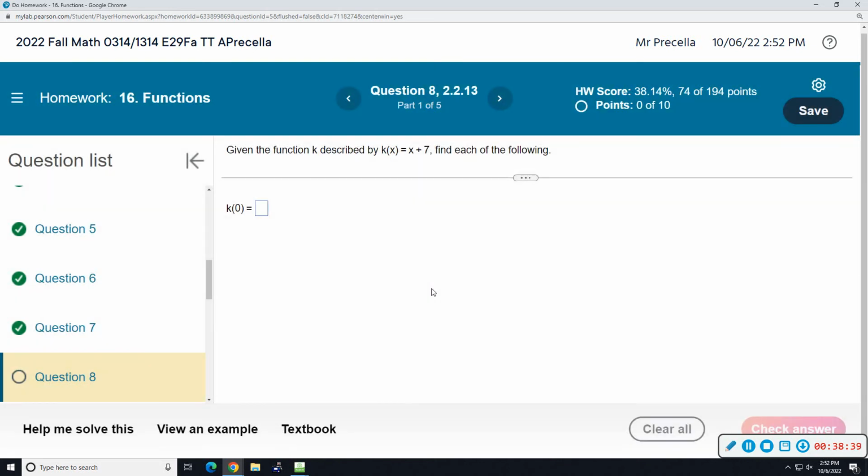If you're going to say something about function notation, you would say, whatever number's in the parentheses, plug it in for x. On number 8, it looks strange because it says k. Usually f is used for function, but there's no reason it can't be a k, just like x and y don't always have to be x and y. In physics, you'd be looking at s and t probably. K of x equals x plus 7. We're told that x should be replaced with 0, so 0 plus 7 is equal to 7.